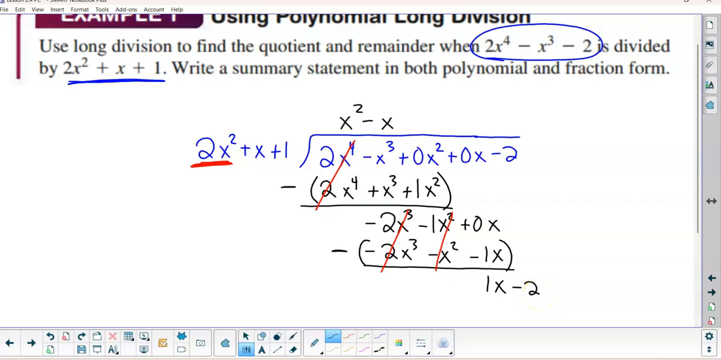This represents your remainder. So we take the remainder and we put it over the divisor. And so this is our quotient, the answer we get when we divide those two polynomials.